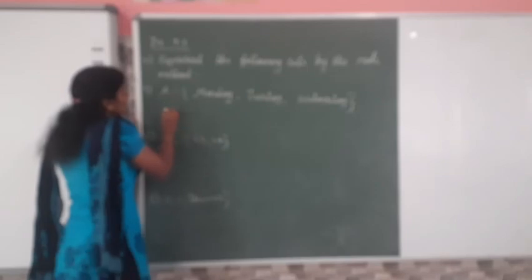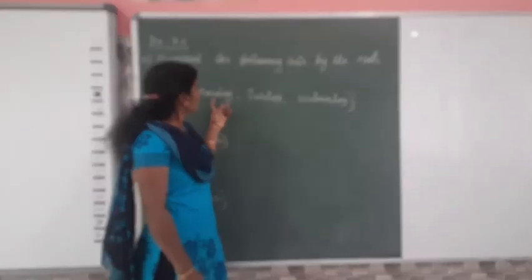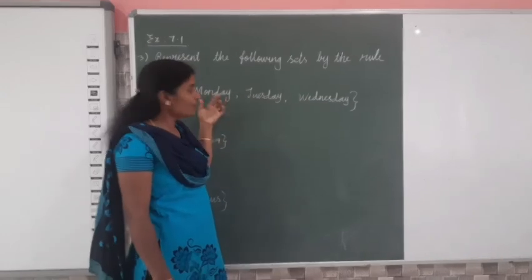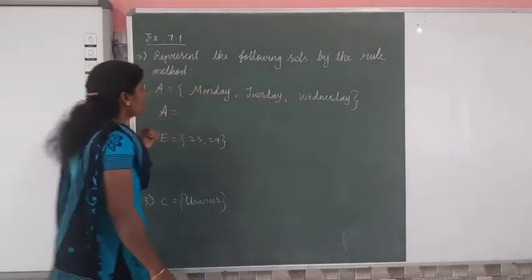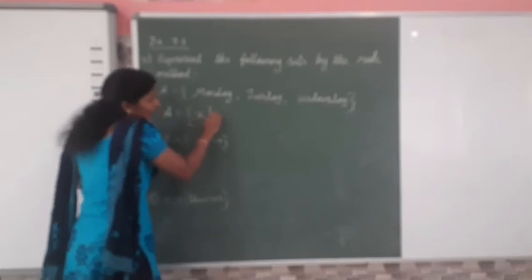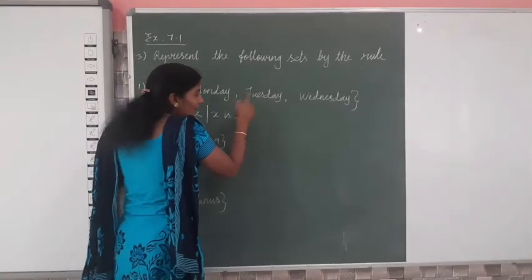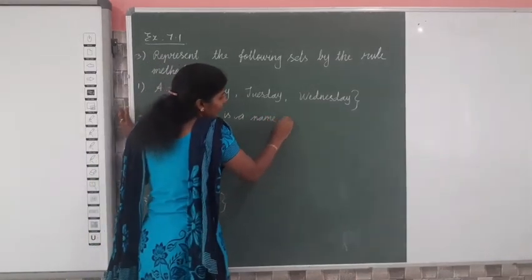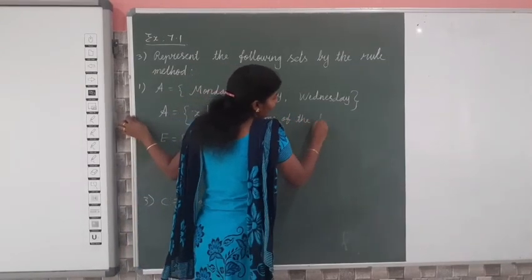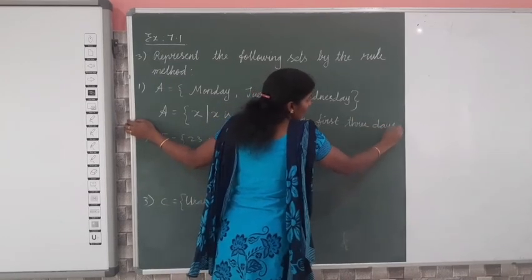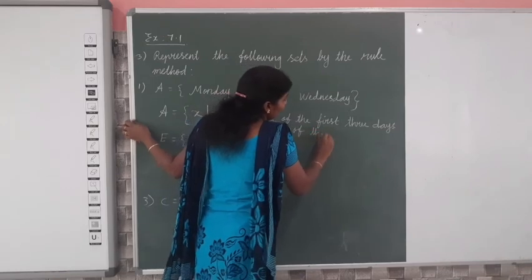Now listen here. Set A is equal to Monday, Tuesday, Wednesday. Name of the first 3 days of the week. Isn't it? Monday, Tuesday, Wednesday. First 3 days of the week. So we can write in rule method. X such that X is name of the first 3 days of the week.